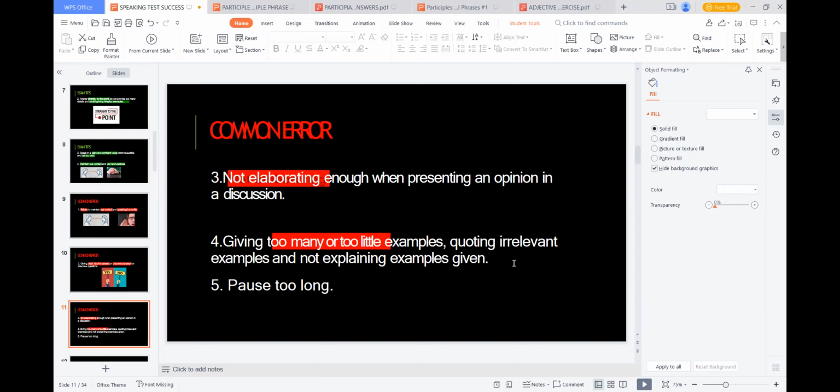Giving too many or too few examples. Quoting irrelevant examples and not explaining the examples given. I think usually students who are nervous may sway away from the topic and give examples that are not related to the topic. Okay, up until here, do you have any questions for 3, 4, and 5? No. No, yeah. So moving on.